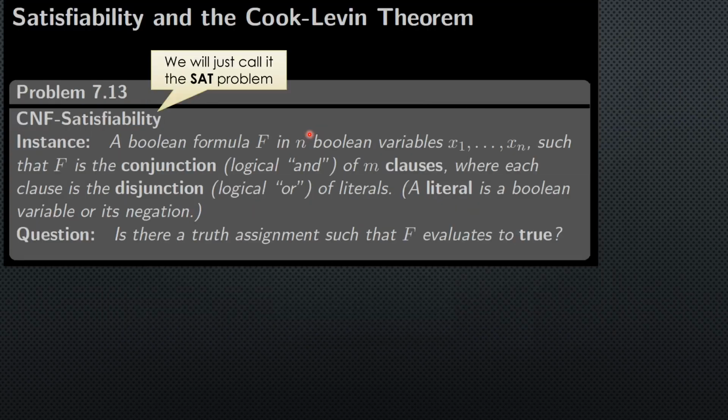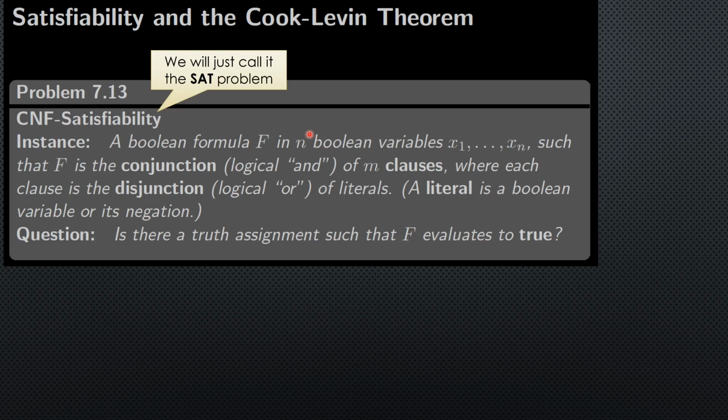Okay, so I'll stop waxing about that, and let's move on to talk about an NP-complete problem called conjunctive normal form satisfiability, or as we'll call it in this course, the SAT problem, or just satisfiability, or SAT. Okay, so what is this problem?